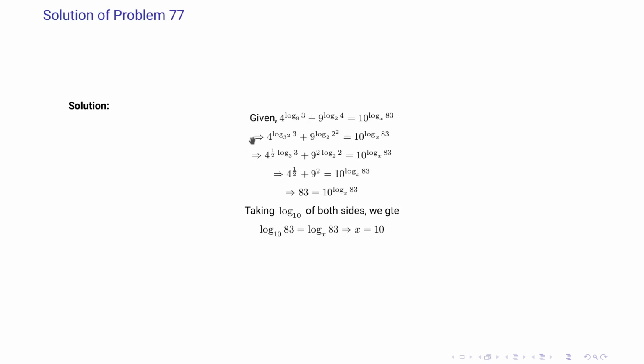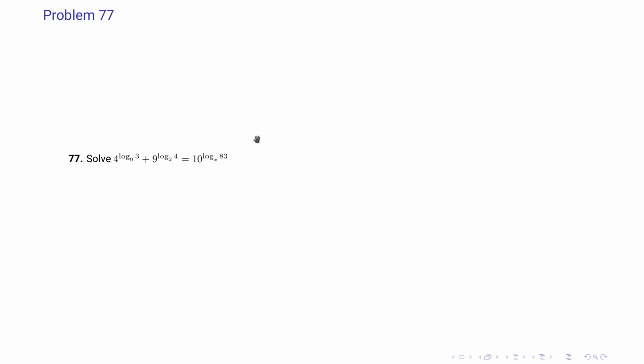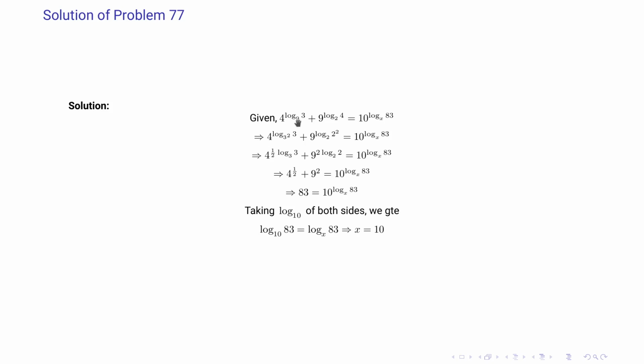Problem 77 says: solve 4 to the power log of 3 with base 9 plus 9 to the power log of 4 with base 2 is equal to 10 to the power log of 83 with base x. So in this case, we write this 9 as 3 square and this 4 as 2 square. So we bring out this 2, we will get half here, and we bring out this 2, we will have 2 here. So it is 4 to the power half log of 3 with base 3 plus 9 to the power 2 log of 2 with base 2 is equal to 10 to the power log of 83 with base x.